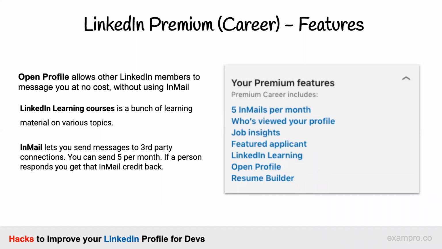Open profile allows other LinkedIn users to message you at no cost. It's more important if you're an influencer. So if somebody wants to message me but they're third party, the only way they'd be able to talk to me is to add me, or they'd have to send me an InMail message. With paid, now they have the ability to just directly message. It means anyone's allowed to message me.